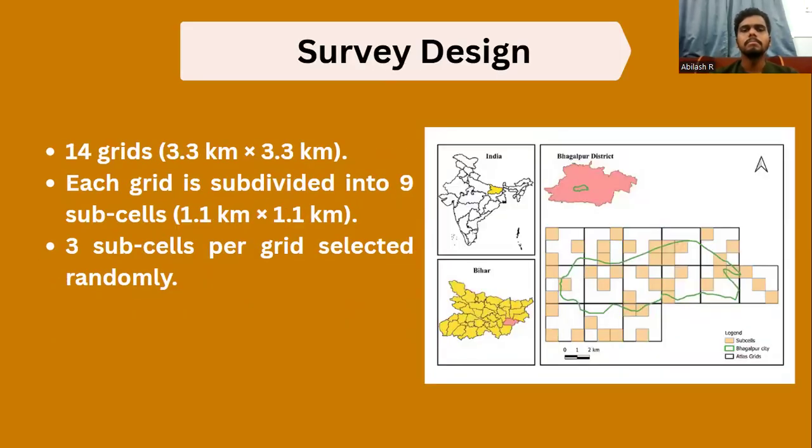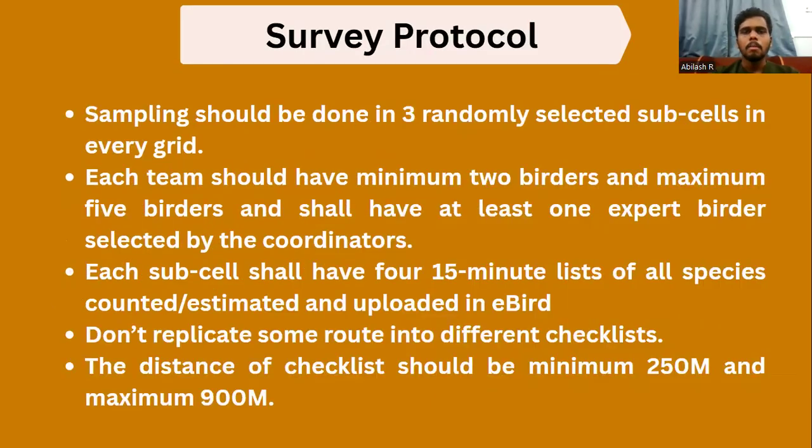For the survey design, Bhagalpur city was gridded and divided into 14 grids of 3.3 square kilometers. Each grid was subdivided into 9 subcells of 1.1 square kilometers. 3 subcells were randomly selected for the survey. That was the survey protocol: we did the survey in 3 randomly selected subcells.